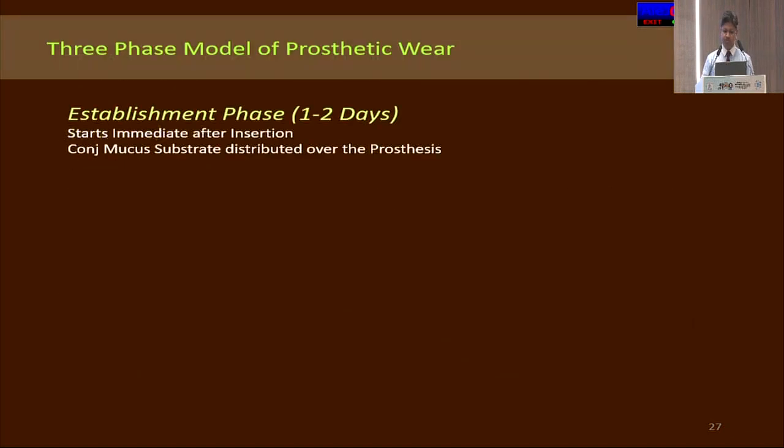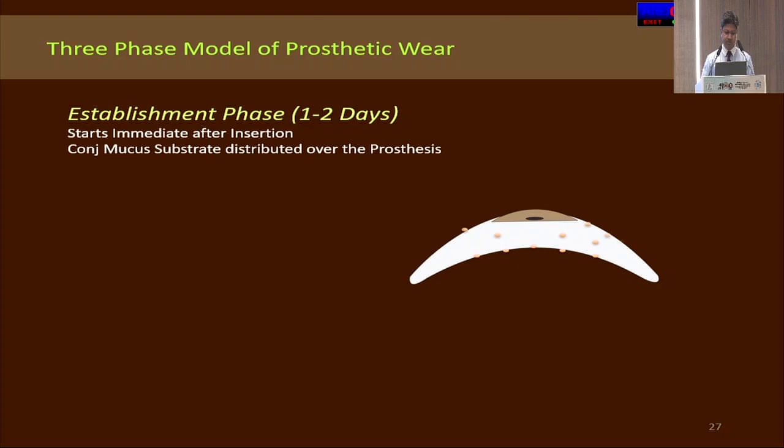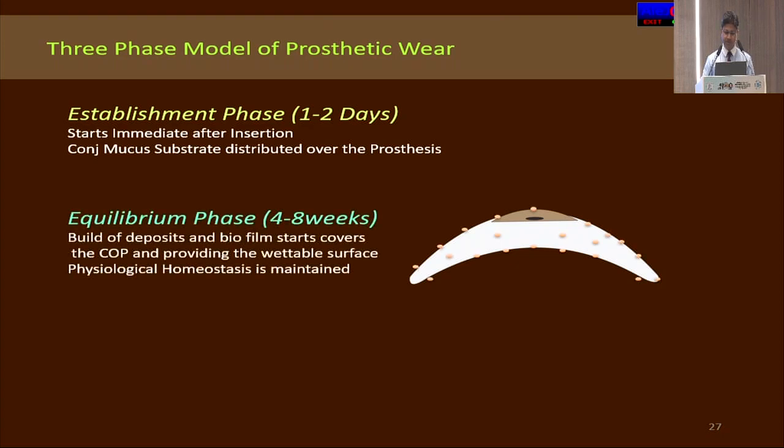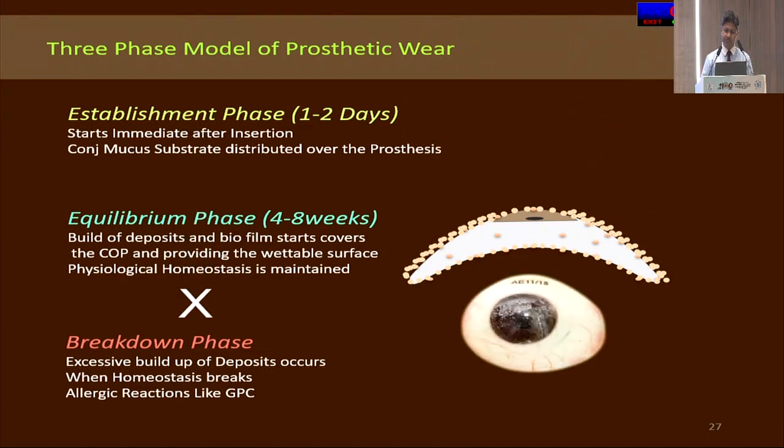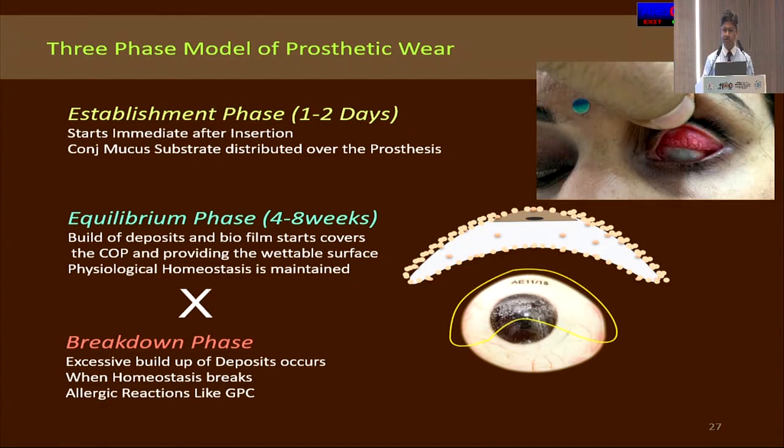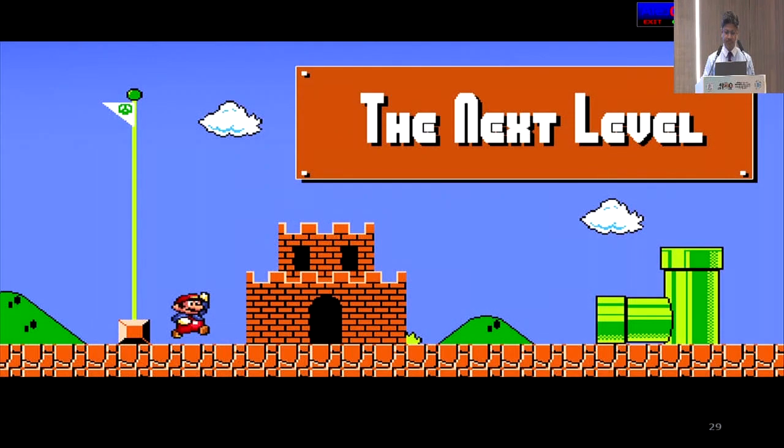There is a 3-phase model for prosthetic eye wear. When we put in a prosthetic eye, a mucus substrate is distributed over it, and then we have the equilibrium phase, which lasts from 4 to 8 weeks, where a lot of deposits cover the prosthetic eye, and it helps the socket adapt to the prosthesis. But then we have a breakdown phase where there is a lot of deposit over the prosthetic eye, which can cause calcification and protein deposits, which can lead to GPC.